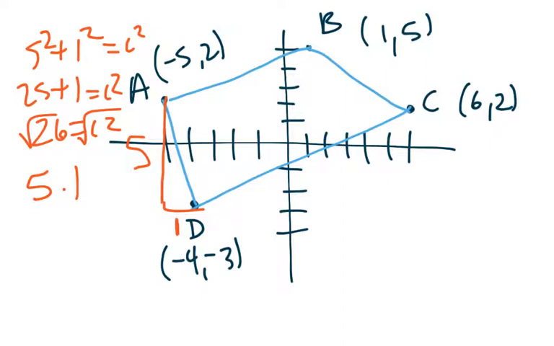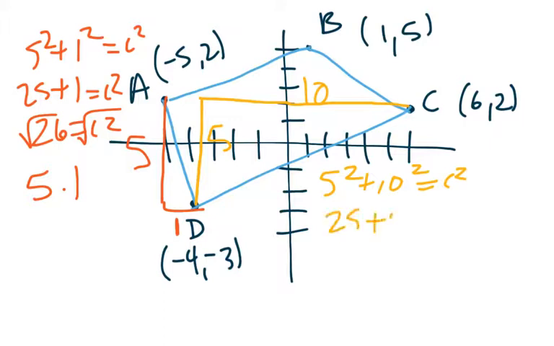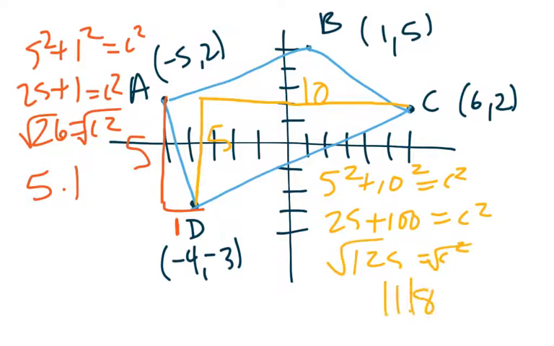Then we do another one, so we go up 1, 2, 3, 4, 5, and to the right 1, 2, 3, 4, 5, 6, 7, 8, 9, 10. So we go 5 squared plus 10 squared equals c squared, so 25 plus 100 equals c squared, so 125. So take the square root of that, and we get about 11.18.